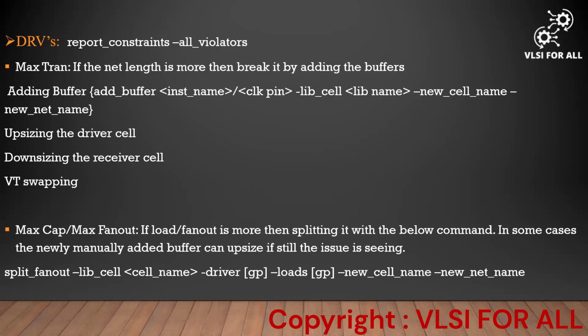If the net length is very small, like 1 micron or 2 microns, but we still see some tran violation, then either we have to upsize the driver cell, or downsize the receiver cell which is getting that violation. Else, if it is still not fixing, we can check VT swapping. And I want to add one more point: in the max cap issue also, if the fan out is more, we can split the fan out by the command given below.